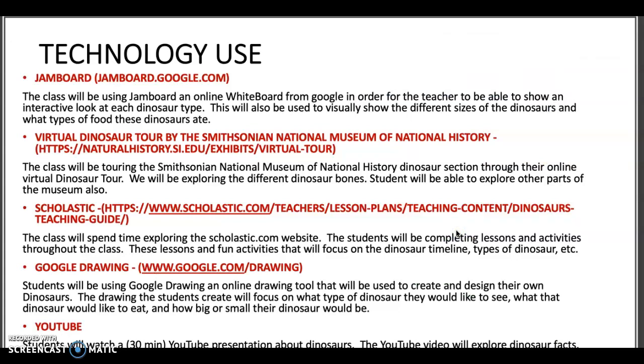The technology used would be Jamboard, which is an online whiteboard from Google. This will help the teacher show and interact with the class on each dinosaur type. It will also visually show the different sizes of the dinosaurs and what they ate. The virtual dinosaur tour by the Smithsonian National Museum of Natural History will give the students an opportunity to explore the museum and to see different kinds of dinosaur bones, how big or small they were, and what they actually look like.